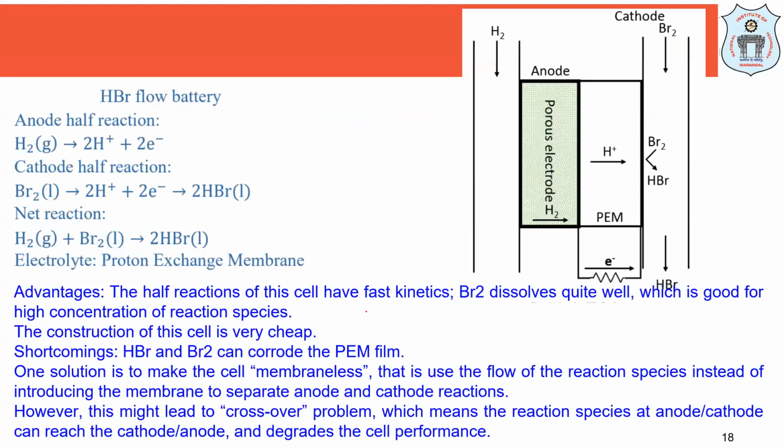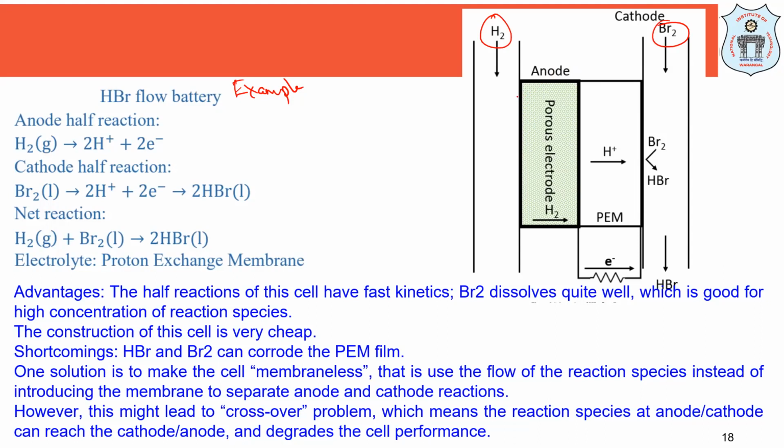Okay, so we even have hydrogen flow batteries. In a hydrogen flow battery also we are going to have different anode and cathode reactions. If you consider the example of a hydrogen bromide flow battery, hydrogen and bromide are being circulated continuously into the system, similar to a fuel cell.